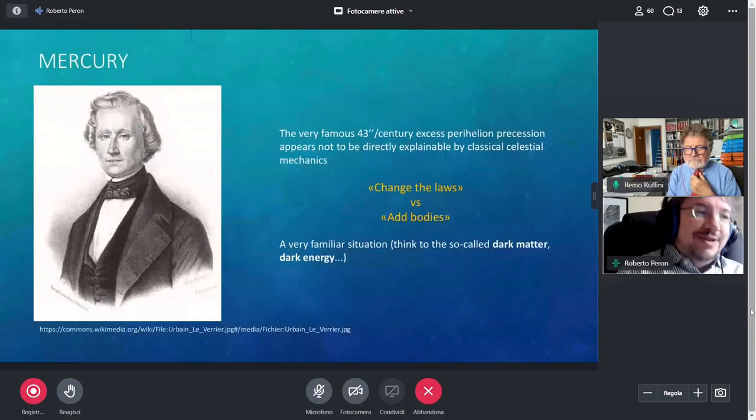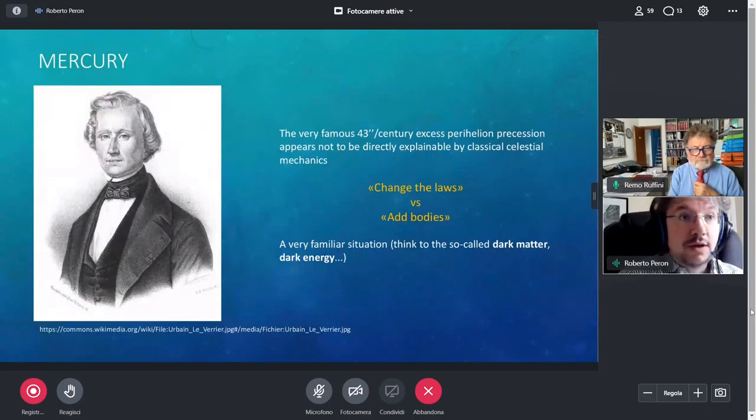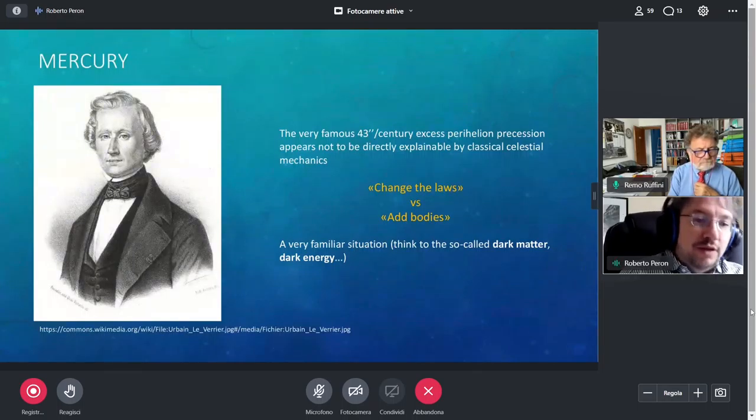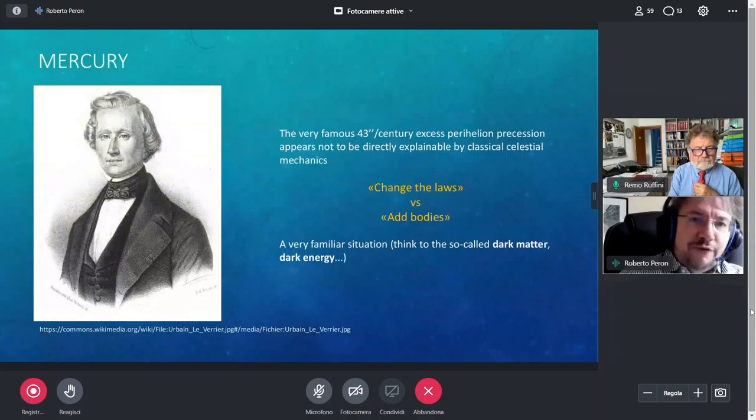We all know this, that the very, very famous 43 seconds of arc per century precession of the perihelion of Mercury was a problem, a feature that was not explainable by classical celestial mechanics, as this guy, Urbain Le Verrier, among other astronomers, made a lot of effort to explain. And here we find a very, very familiar situation.